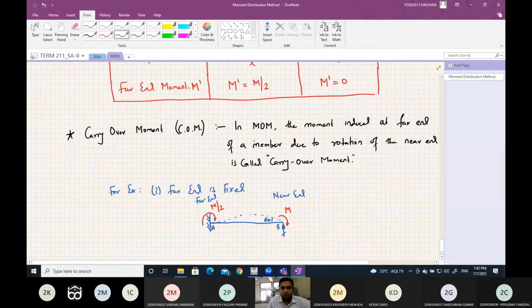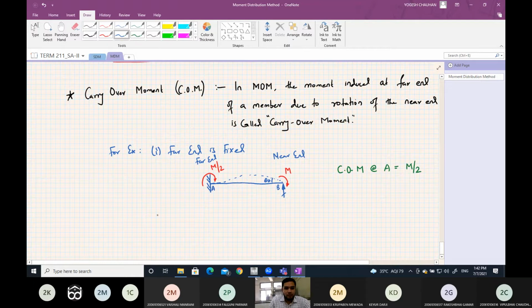So as per the definition, the carryover moment is this. So here in this case, the carryover moment: M was applied at B and it is carried over to A. The moment carried at A is M by 2. So carryover moment at A is M by 2.